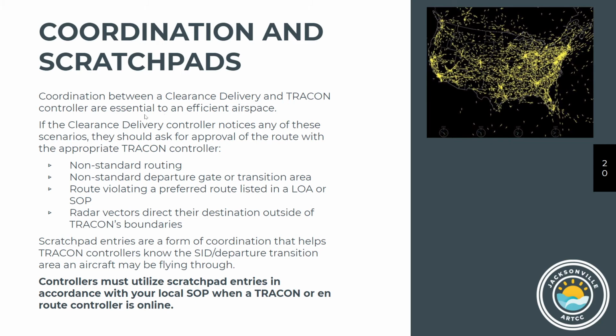Coordination of scratch pads. The scratch pad is that little item you saw on the flight plan where you can put in a few characters. Those few characters are visible on the data tags on the controller software for TRACON and en route, and that's an easy way to pass information to the next controller. We have a standard of putting the type of departure the person is getting, or the fix that the person's going to, depending on what type of departure it is and what the SOP says.